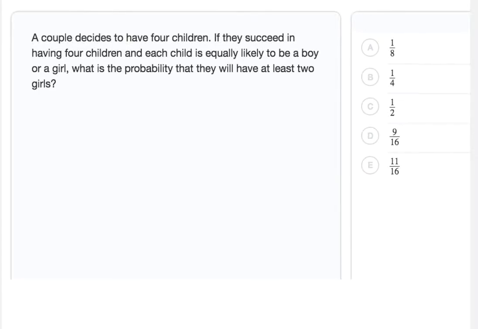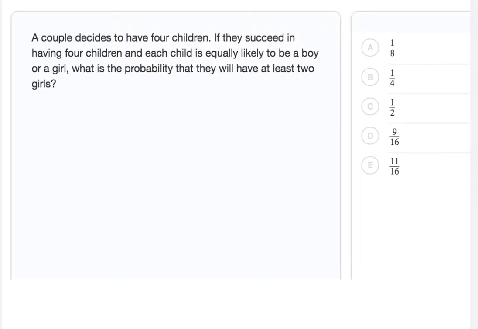To solve this question, let's consider the number of possible outcomes for different scenarios before we can determine the probability that we're trying to find. So we've got a situation where there's a couple that decides to have 4 children, and we want to know what the probability is that they'll have at least 2 girls.